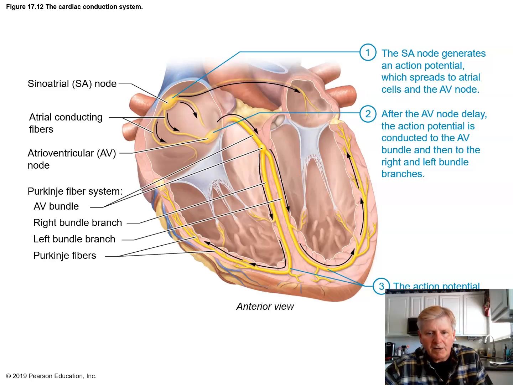Okay, and then finally the signal spreads into the apex, the bottom of the heart, and spreads from the bundle branches, the right and left bundle branches, into the Purkinje fibers, which take it to the contractile cells of the ventricle. So that's how you're delivering almost instantaneously your action potential to the entire muscle of the heart, first into the atria, then into the ventricles. And so you'll always begin with a depolarization phase and then end up with a repolarization phase.